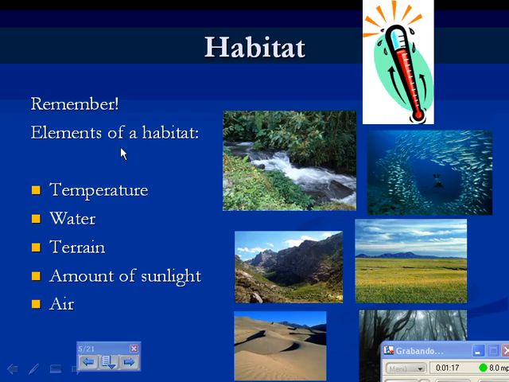So remember the elements of a habitat: the temperature, the type of water, the type of terrain, so it could be very mountainous like this or very flat, the amount of sunlight, so it's very bright here, there's lots of sunlight here, and it's very dark here, and the type of air.